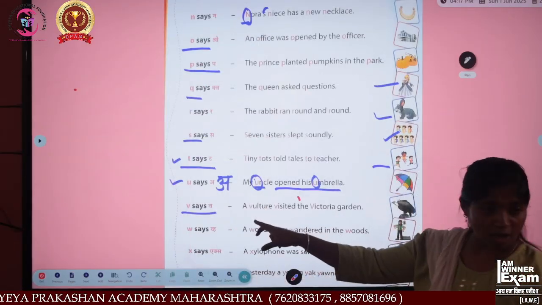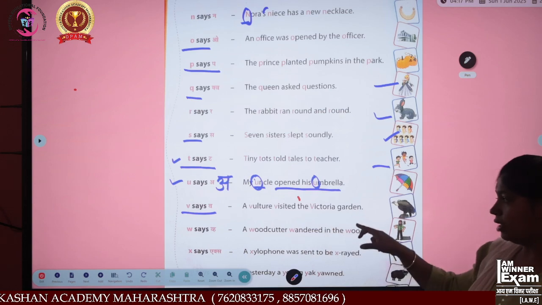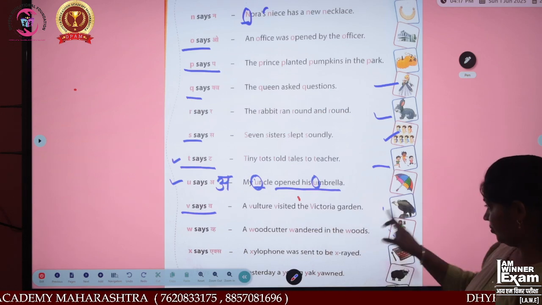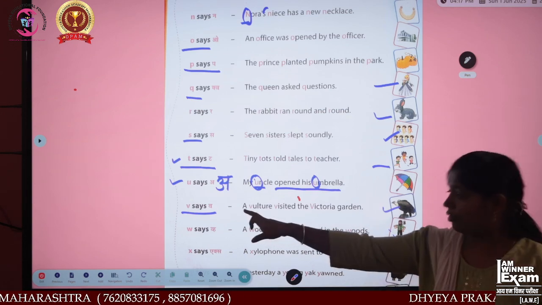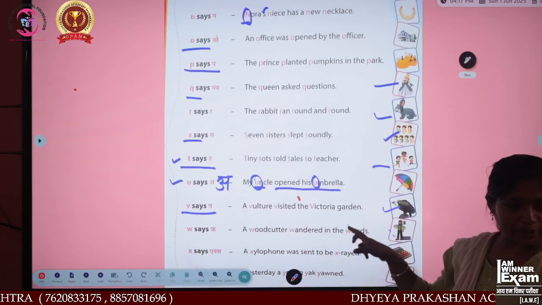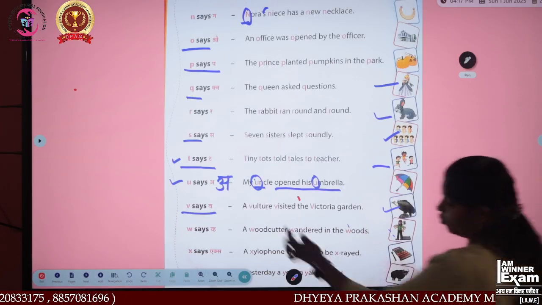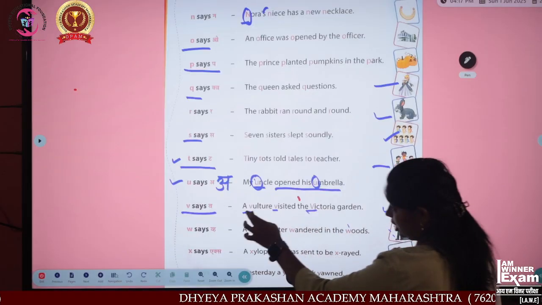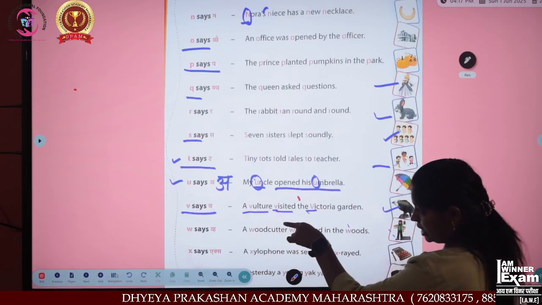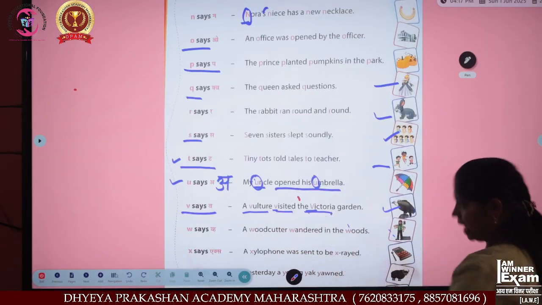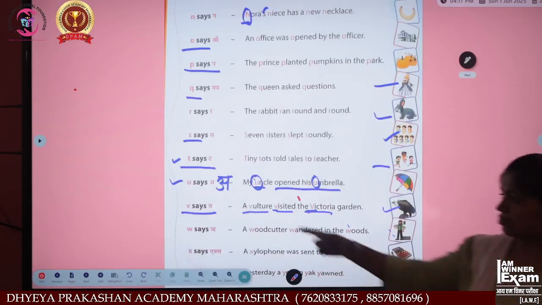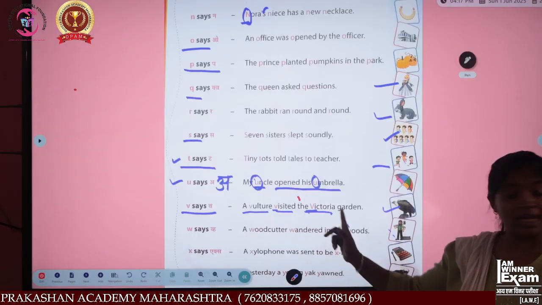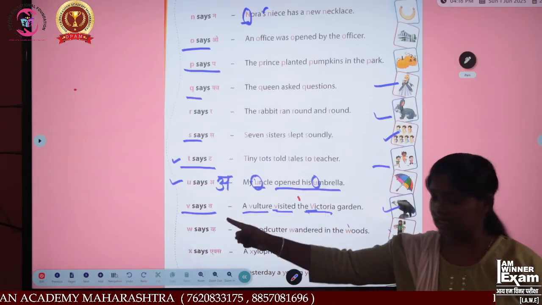Next, a vulture visited the Victoria Garden. Vulture. A vulture visited the Victoria Garden. Vulture, visited, Victoria. In this sentence, vulture, visited and Victoria. V says V.